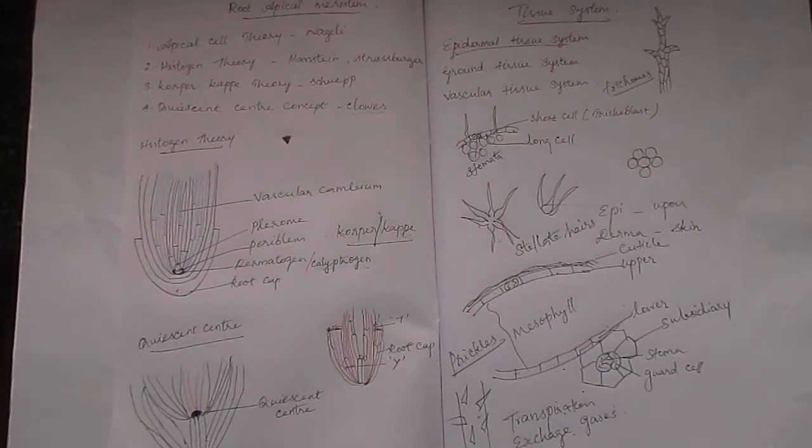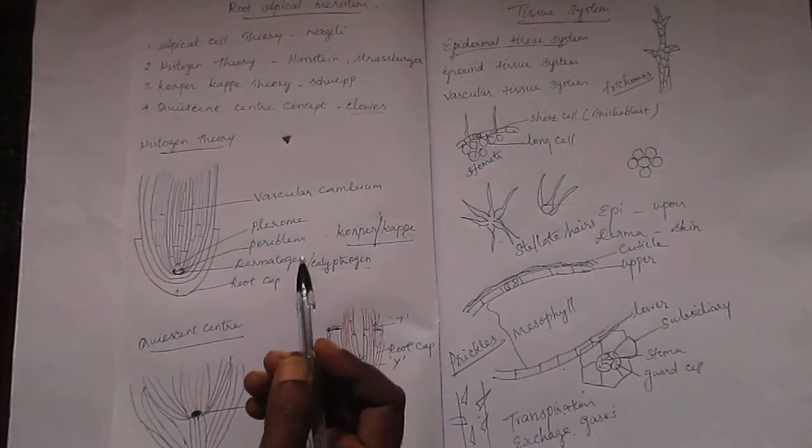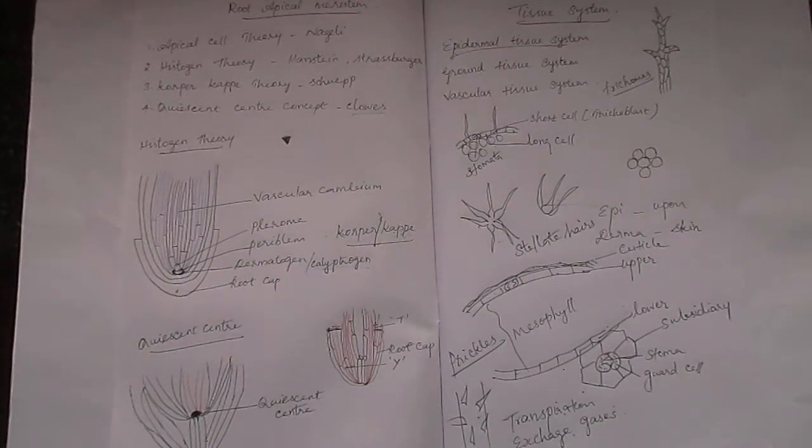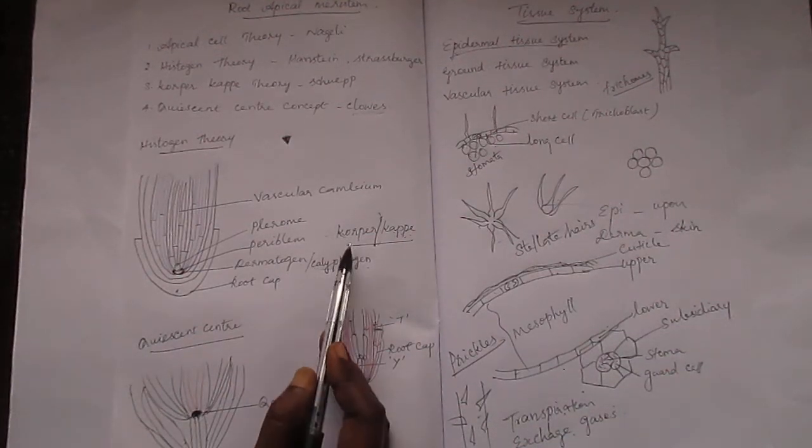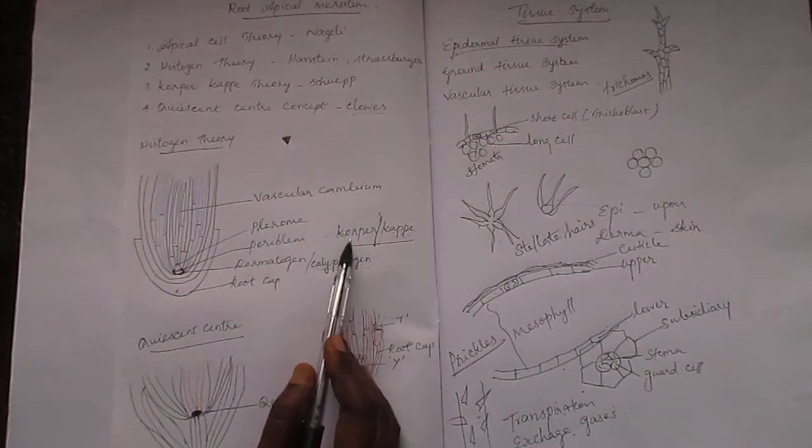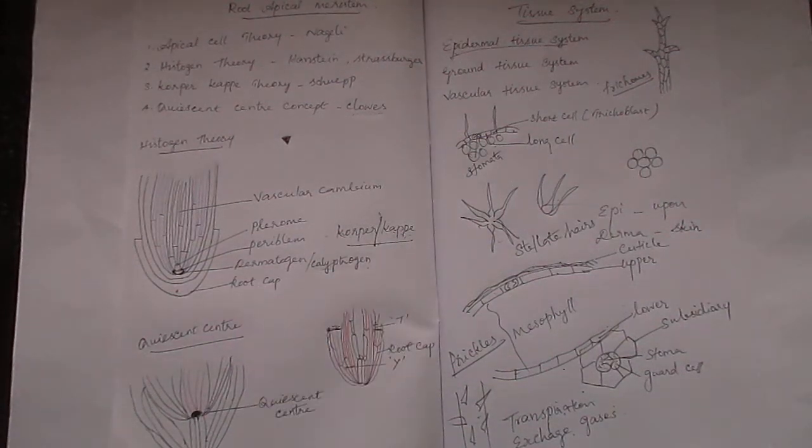This theory is equivalent to tunica corpus theory. In the previous class you learned about shoot apical meristem. There was a theory, tunica corpus. There the shoot system is divided into tunica and corpus. Likewise, this Carper-Cape theory shows 2 regions, Carper and Cape.